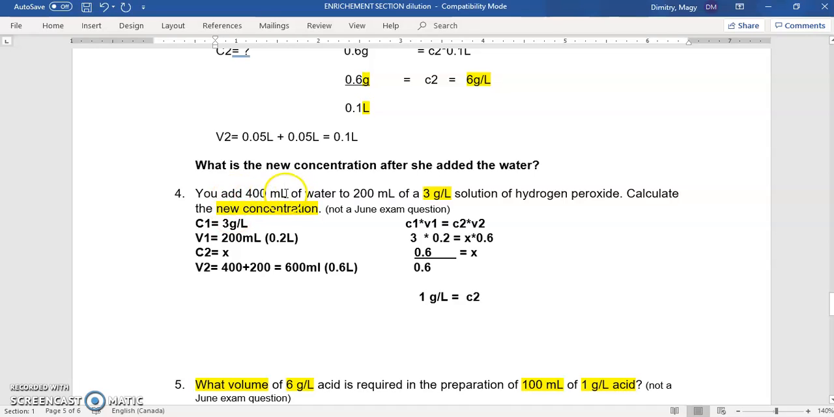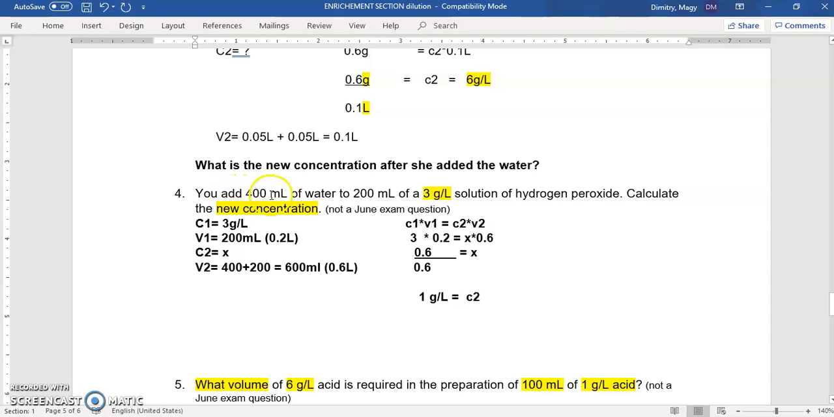You add 400 milliliters of water to 200 milliliters of a 3 gram per liter solution of hydrogen peroxide. Calculate the new concentration. Right away, you see that we're calculating the new concentration, so I put an X or a question mark as C2. Then we have 3 grams per liter. So that's my other concentration, C1: 3 grams per liter.